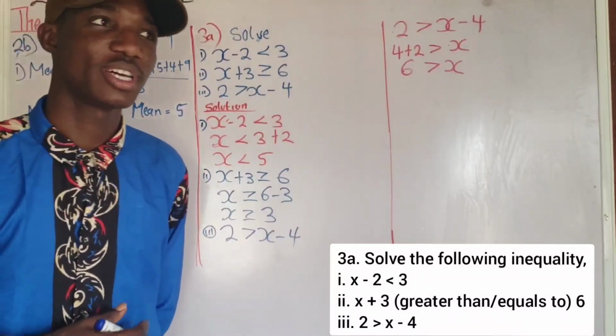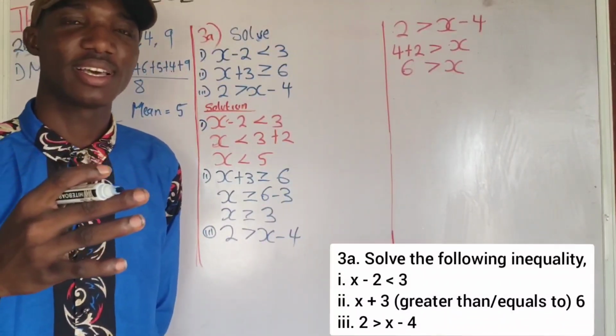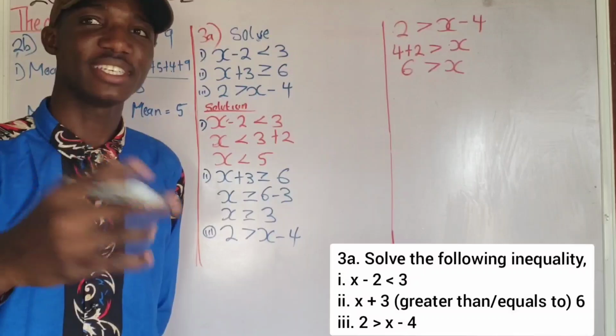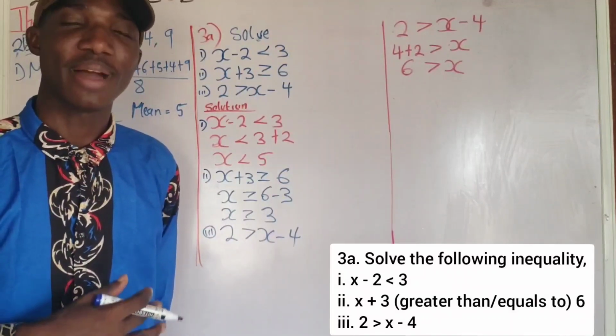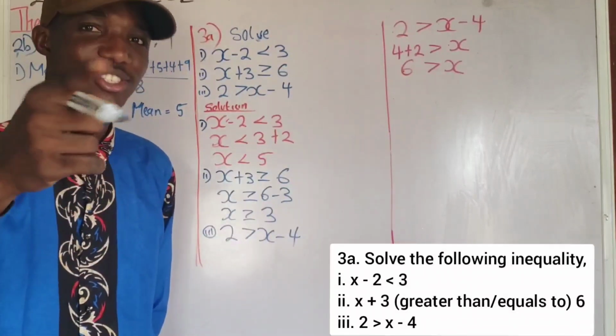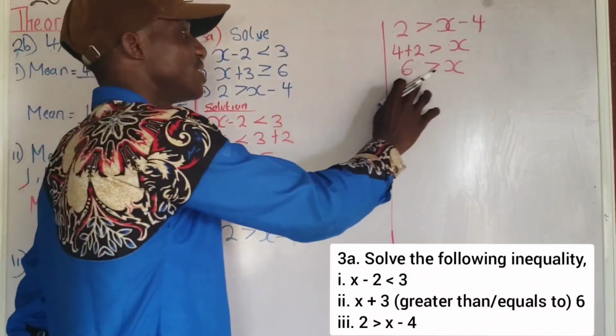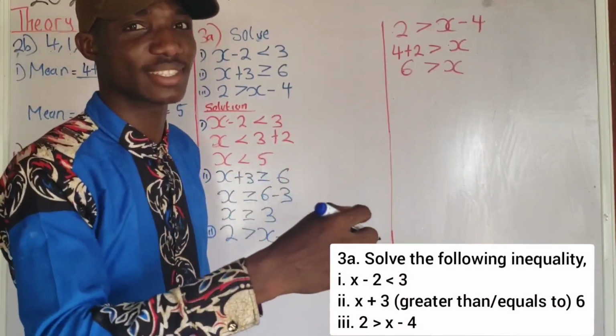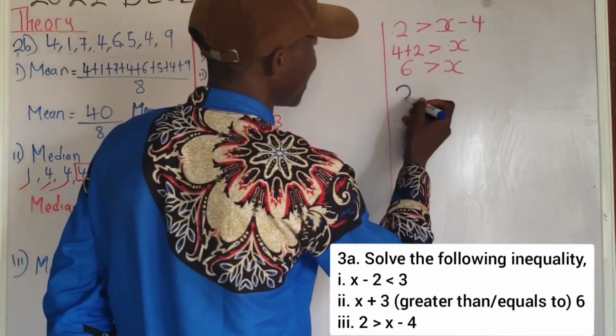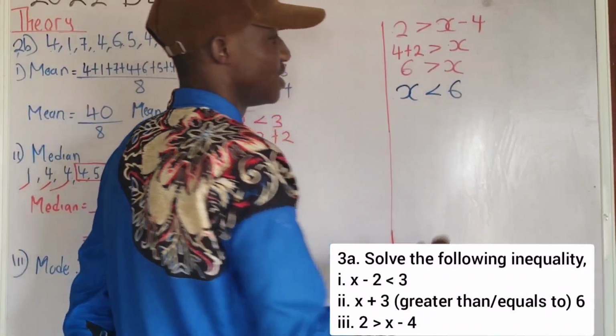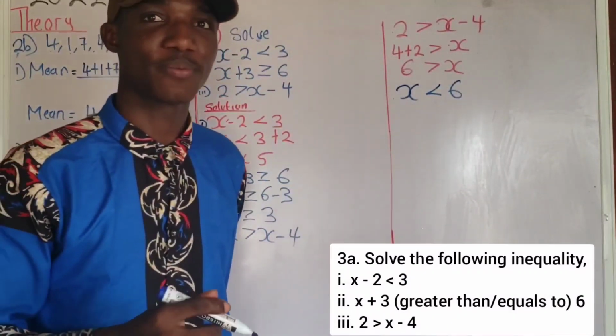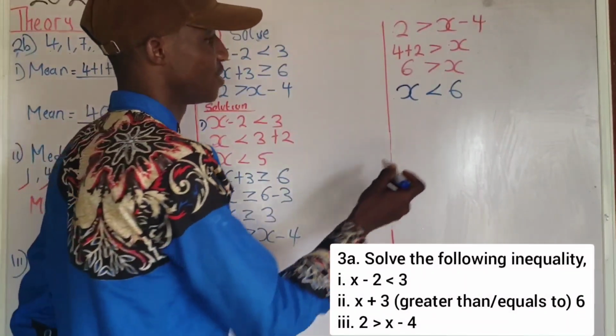If I told you that I am older than you, that means that your age is less than my age, right? You understand? My age is greater than your age. That means that your age is less than my age. Now, if 6 is greater than x, that means that x is less than 6. Okay? So that means you're going to have x is less than 6. That is, I interchange it. You understand? Okay? Now listen.